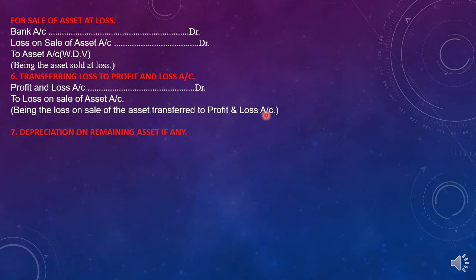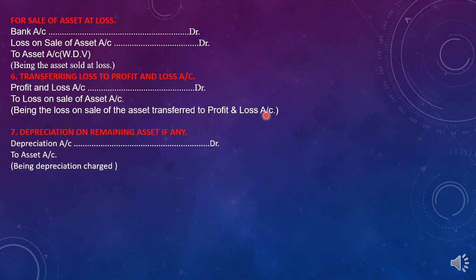It means if a fixed asset is being sold in a specific year, the other fixed assets will still have their full year's depreciation charged separately. See here, depreciation account debit to asset account. It means again in the year of sale the depreciation charging entry will be two times. One for the asset which is being sold, and second for the other remaining assets which are not being sold. So depreciation account debit to asset account.